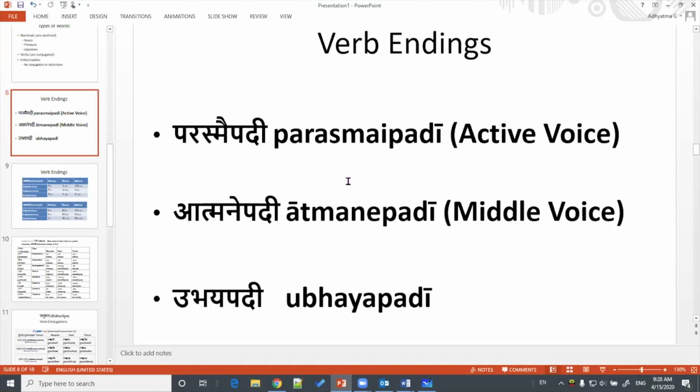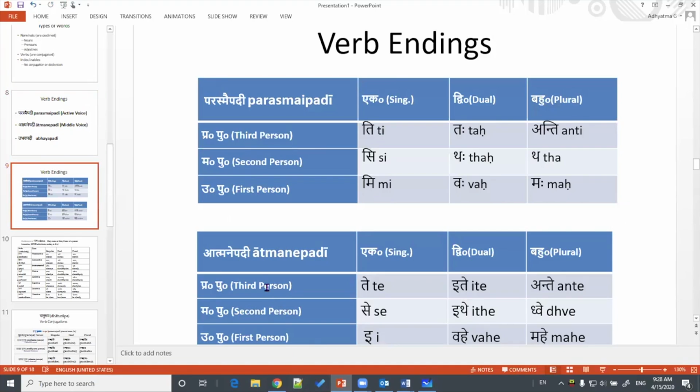Whatever terminology you use, as long as you understand the concepts, it's okay. The concept is that there are two different sets of endings and the verbs or the sentences are formed exactly the same way, whether you use Parasmaipadi endings or Atmanepadi endings. In our class, we'll use these words, Parasmaipadi and Atmanepadi, just because they are very clear and distinctly defined. So we'll go into a little more detail on what these endings are and how to form these words.